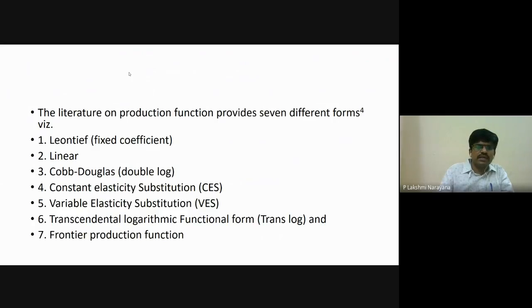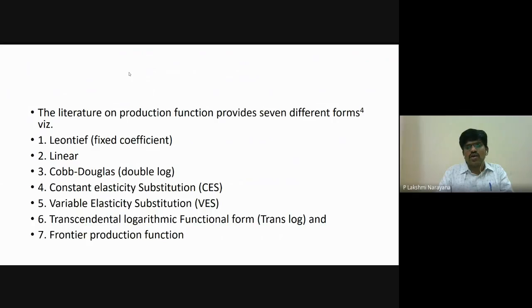Earlier we explained about the forms of production function. Now I am explaining about the different forms of production function. What are they? Leontief production function, also called fixed coefficient. Second one is linear production function. And third one is Cobb-Douglas, that is called double log production function.